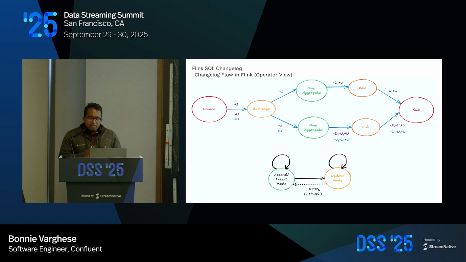As you can see, in general, from append mode you can go to update mode, but once you go to update mode, you always remain in update mode. You cannot transition back. This was not possible until FLIP-440, which introduced process table functions. That's something you need to remember when you're dealing with changelog modes in Flink.